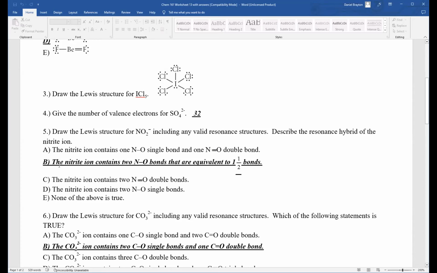Then if we look at B, the nitrate ion contains 2 NO bonds that are equivalent to 1.5 bonds. That sounds the most accurate, right? Again, keeping in mind that it mentioned resonance, which means, and then it said hybrid, right? So that's really telling you that the molecule is a blend of the 2 different structures.